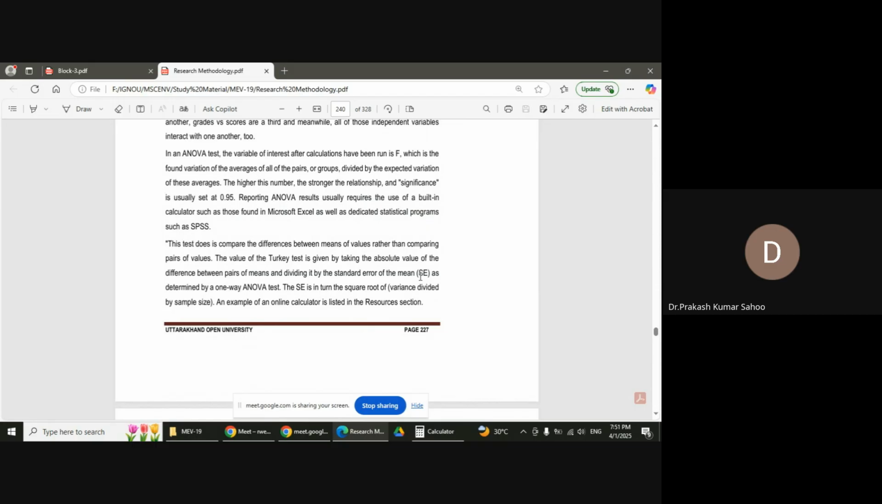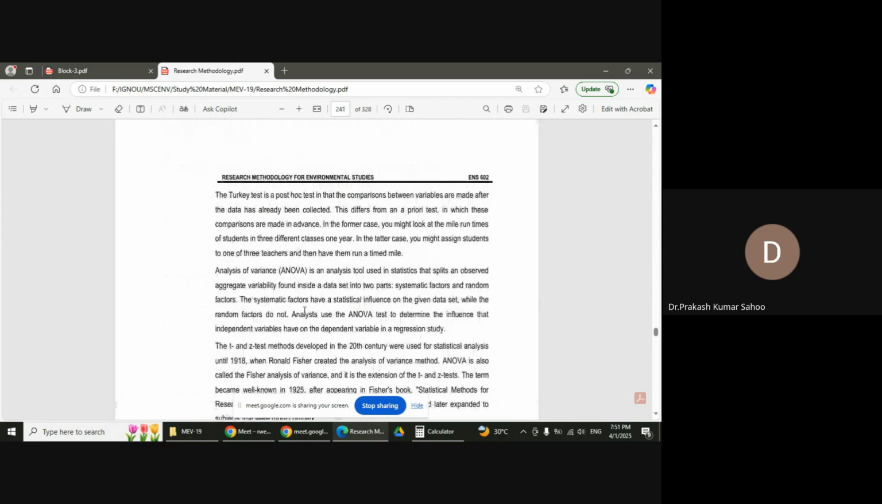So ANOVA test is of various types. ANOVA test one way, ANOVA test two way, and I think multiple way. So standard error is in turn the square root of variance. An example.